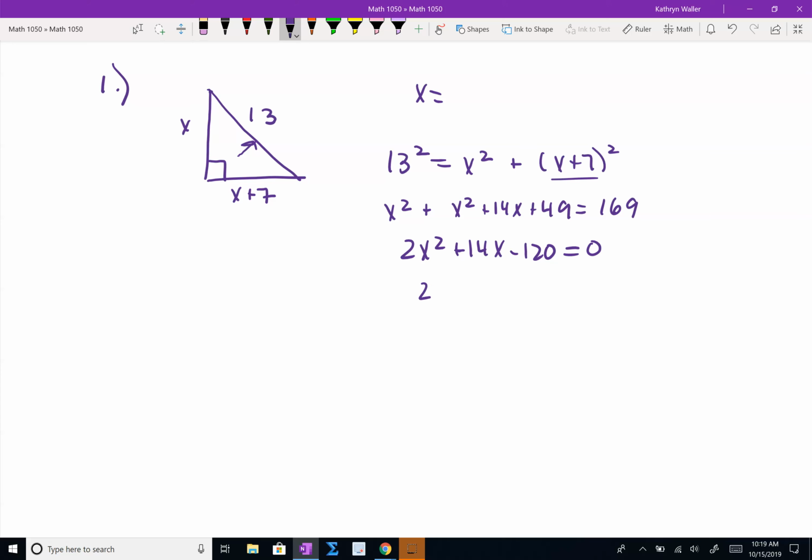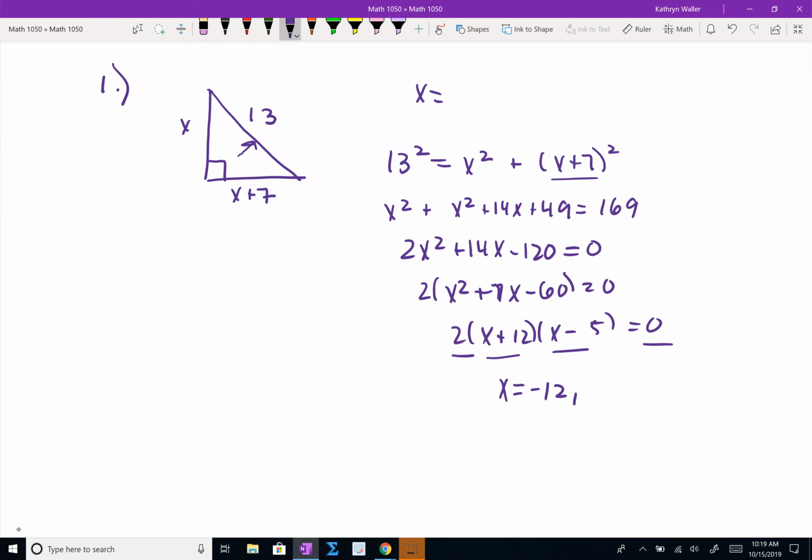Okay, then I'm going to take out a 2. And I'm left with x to the second plus 7x minus 60. And then the 60 is going to go to a 5 and a 12. 5 and 12 multiply to give me 60 and subtract to give me 7. The biggest is a positive, so it looks like that. So 2 is not 0, so I forget about that. The x plus 12 gives me a negative 12. The x minus 5 gives me a positive 5.